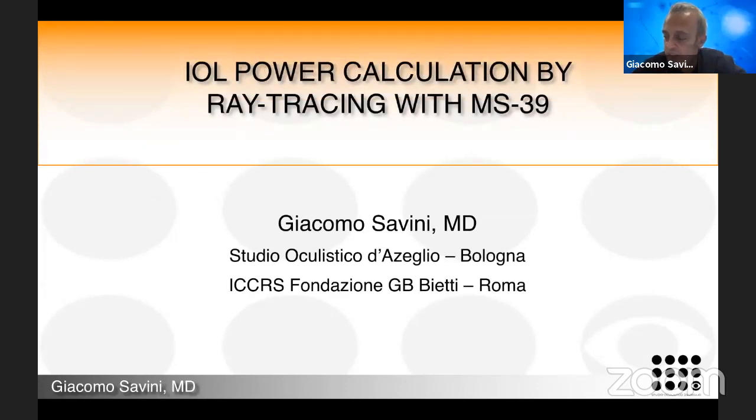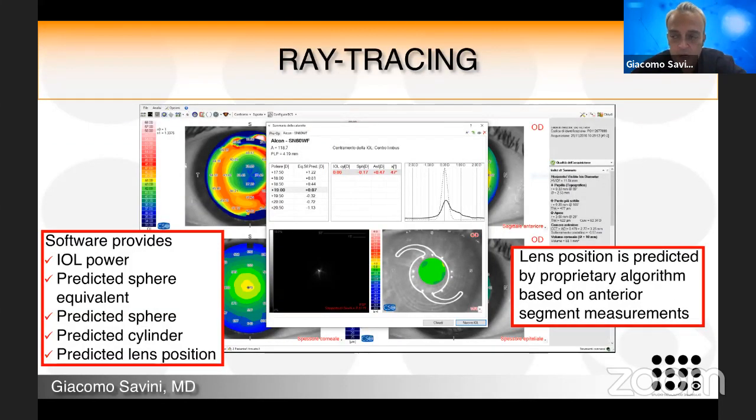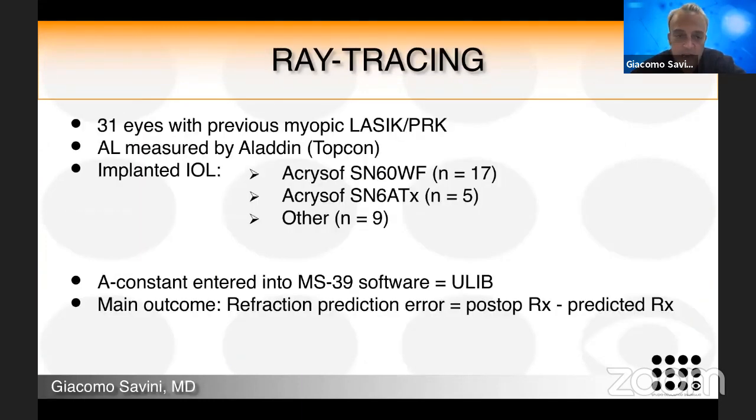Then a few minutes, as I told you before, to give you an update on IOL power calculation by ray tracing with MS39. You know that the IOL power module can be used in both virgin and post-refractive surgery eyes. It's very easy to use. You just have to enter the axial length measured by any optical biometer. And the software provides us with the IOL power, the predicted sphere equivalent, the predicted sphere, the predicted astigmatism, and the predicted lens position, which is predicted using a proprietary algorithm based on anterior segment measurements. And you have different IOL models inside. Otherwise, you can use a generic IOL model with the ULIB A constants.